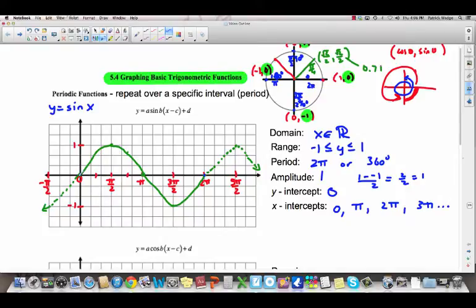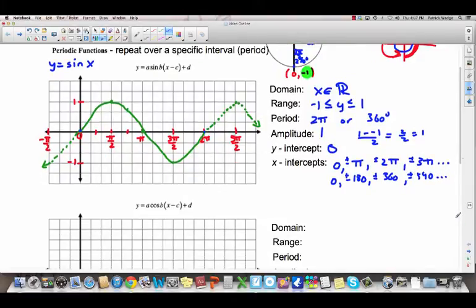But that's not all. We could also go in this direction. Guess where the next one will be down here? At negative pi. So plus or minus pi, plus or minus 2 pi, plus or minus 3 pi, and it goes on and on and on. If you want to do that in degrees, it's 0, plus or minus 180, plus or minus 360, plus or minus 540, and it goes on and on and on.